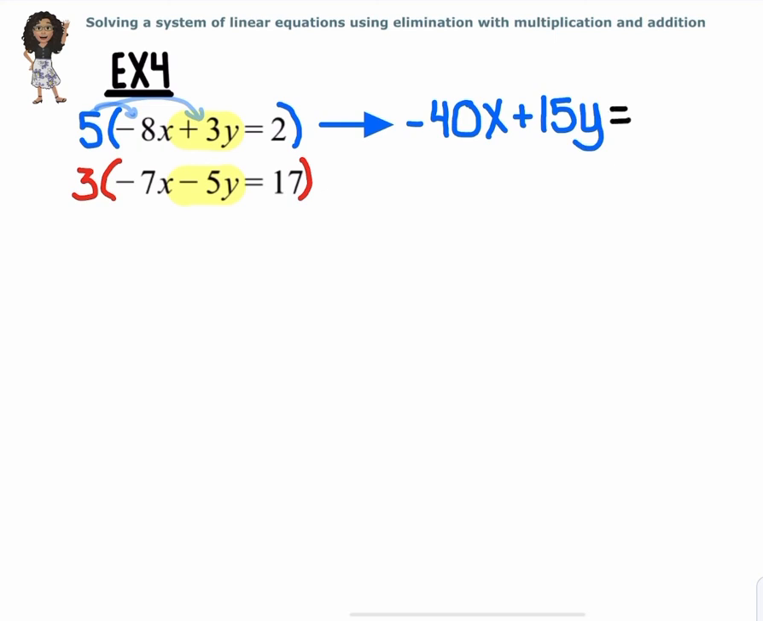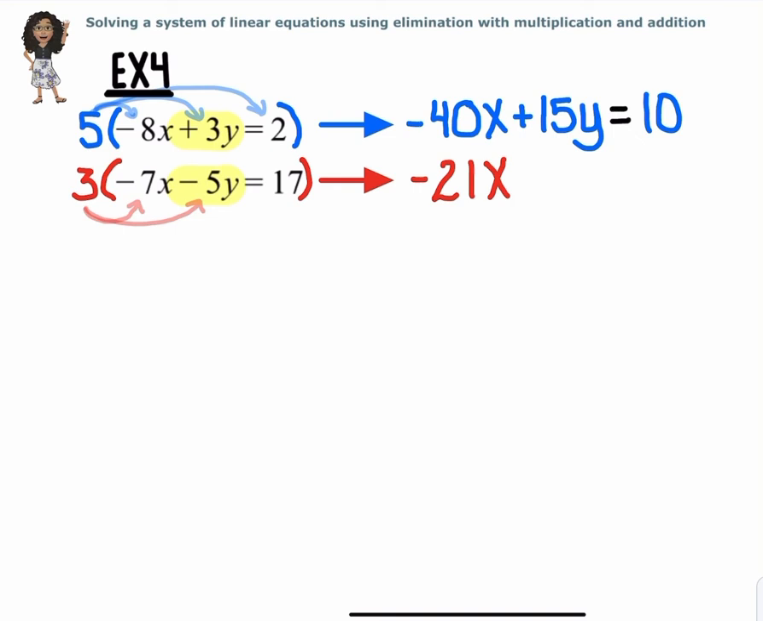What I do to one side of the equal sign, I have to do to the other. So 5 times 2 is 10. Again, I selected 5 because I wanted positive 15y. Now let's multiply the other equation by 3. So 3 multiplied by negative 7x is negative 21x. 3 times negative 5y is minus 15y.